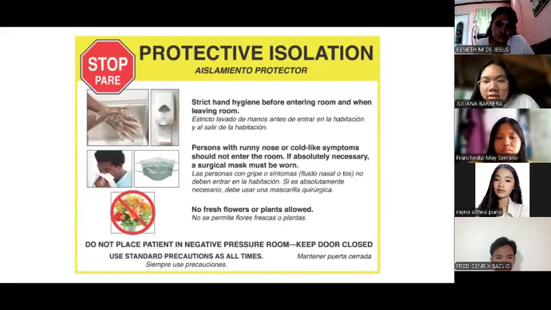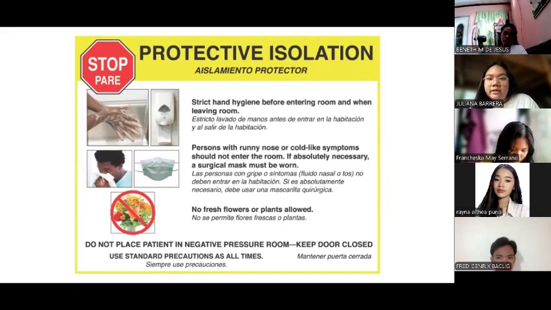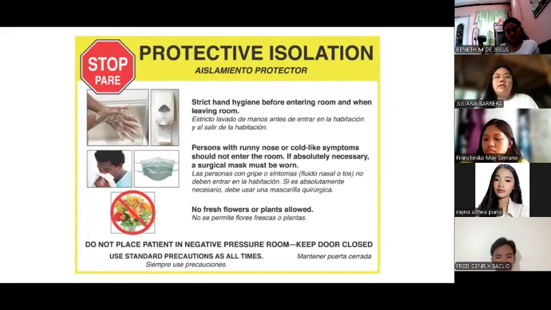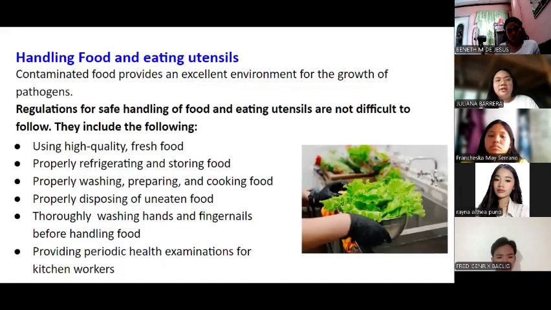So these are the precautions to be done under protective isolation environments. Strict hand hygiene before entering the room and when leaving the room. And persons with runny nose or cold-like symptoms should not enter the room. If absolutely necessary, a surgical mask must be worn. No fresh flowers or plants are allowed as well. So do not place the patient in a negative pressure room kasi dapat sa AIIR yan, this is protective isolation. And that's all for this part.